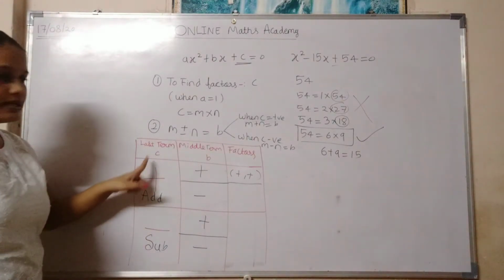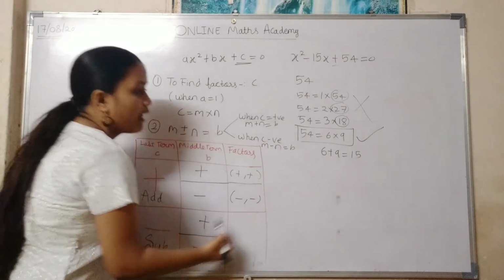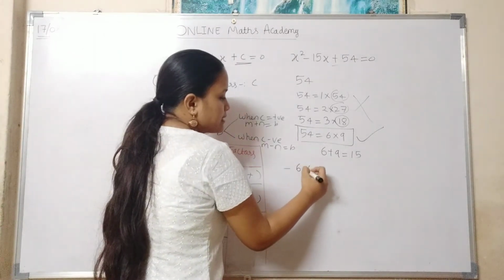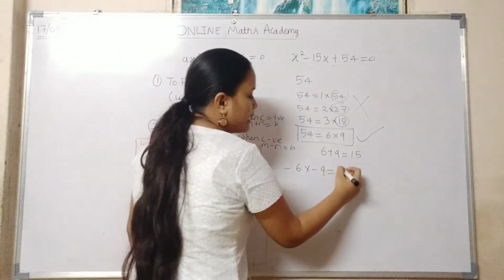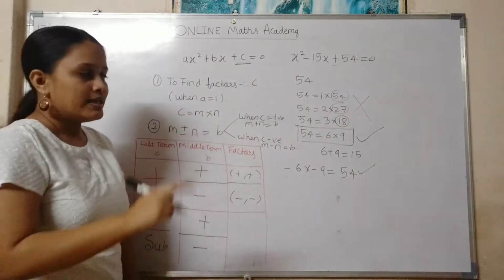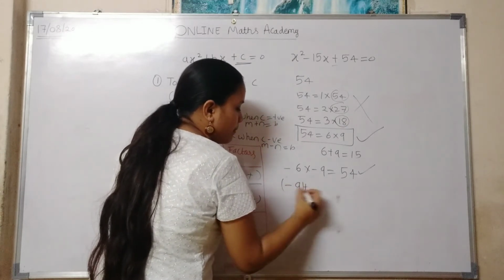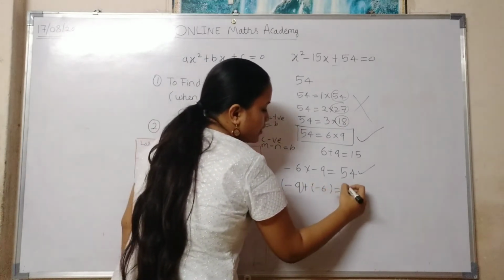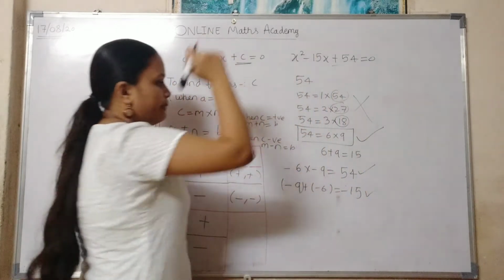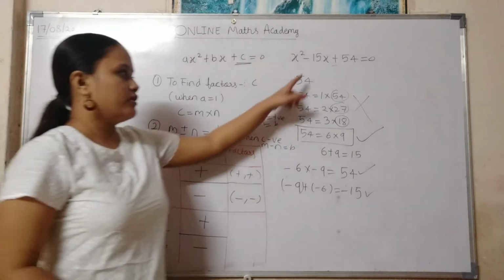When last term is plus, middle term is minus, factors will be minus minus. Let's check it here. If I multiply minus 6 into minus 9, I will get plus 54. Yes, my C is 54. Second, minus 9 plus minus 6 is giving me minus 15. So I got C, I got B. So the signs of factor matters for this.